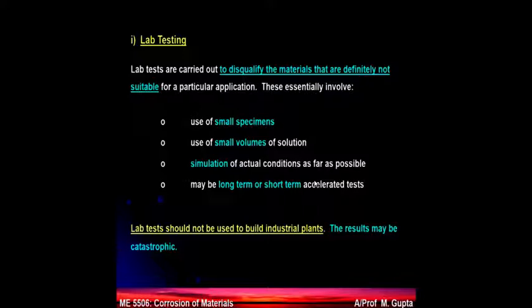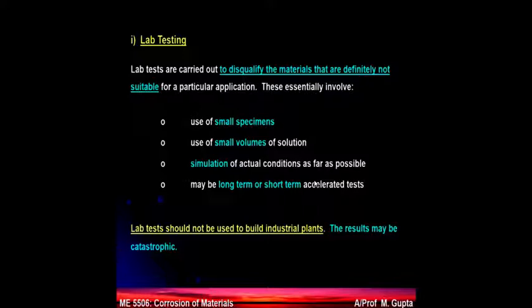And when we do the lab testing, we just use small samples, a small volume of the liquid or environment. We use a simulated condition, and normally we go for short-term testing. So once you get the results, you try to disqualify the materials and choose the ones which are doing exceptionally well, and then you take them to the next level. The point of caution is that we should not use the lab testing results to build up industry-level plants. So it is only for lab purposes.